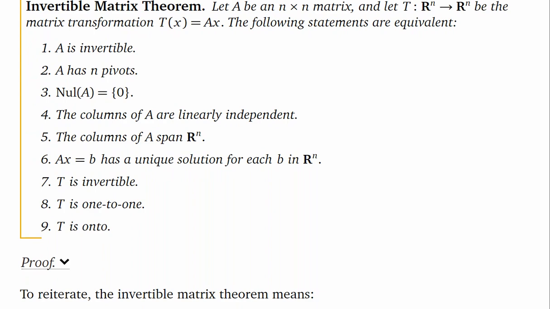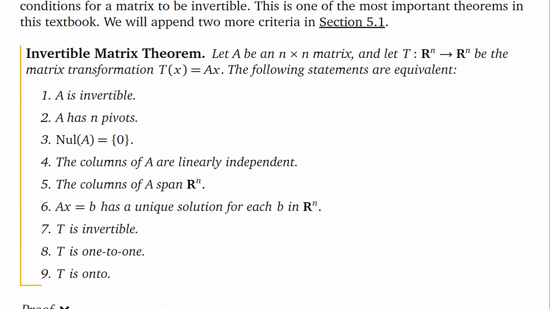The key here is the invertible matrix theorem, and we have the following are all equivalent. We looked at these both in the one-to-one and onto transformation section, but now we're going to talk about having a matrix A that is a square matrix. It's n by n. And we're also going to talk about what happens to the transformation associated with that matrix. And we have the following statements are all equivalent.